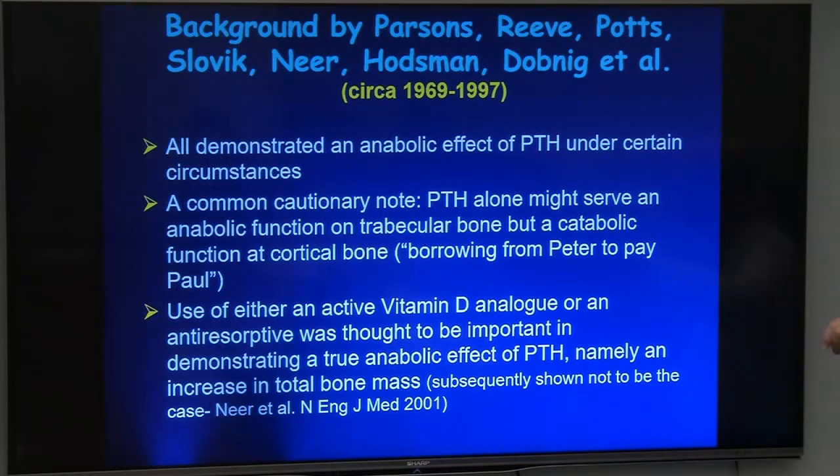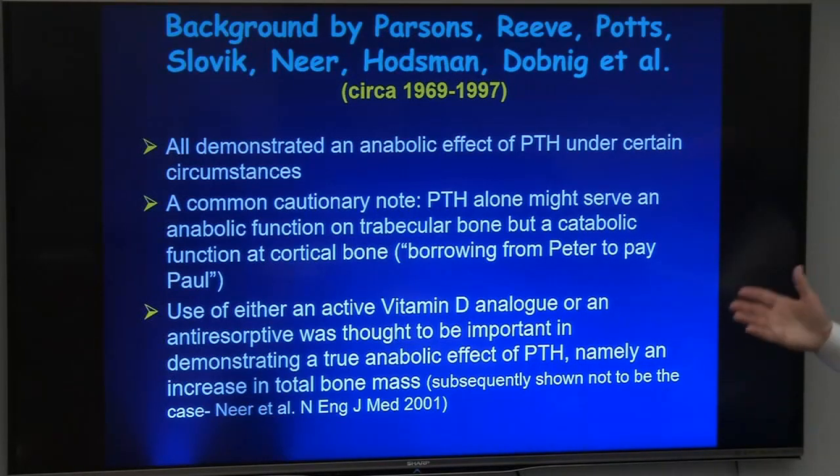When it was shown to be anabolic, Andy Stewart had an editorial in JCM years ago. It was entitled Borrowing from Peter to Pay Paul. The idea was that this was a cortical steal, that PTH was resorbing cortical bone and enhancing trabecular bone. In the early days, it was thought that you needed an active vitamin D analog or an antiresorptive to mitigate this catabolic effect at cortical bone.